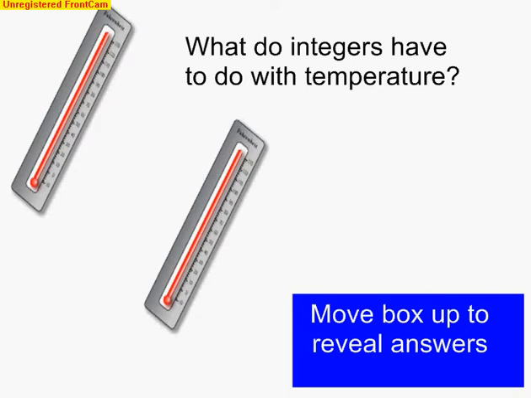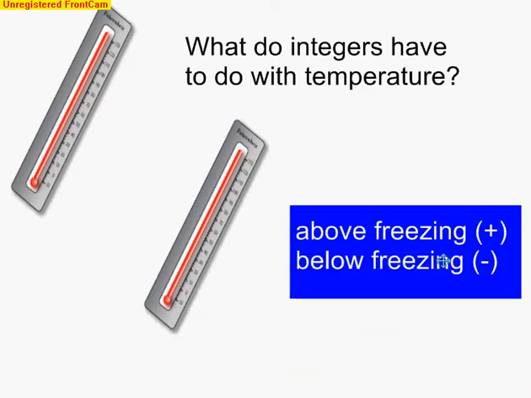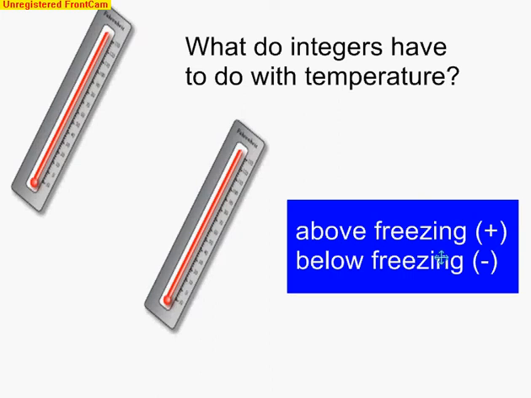How about temperature? What do integers have to do with temperature? Above freezing is a positive. If the temperature is below freezing, like in the winter, that would be a negative.